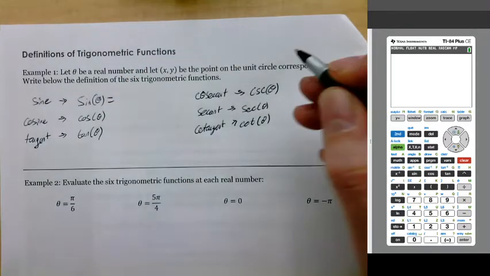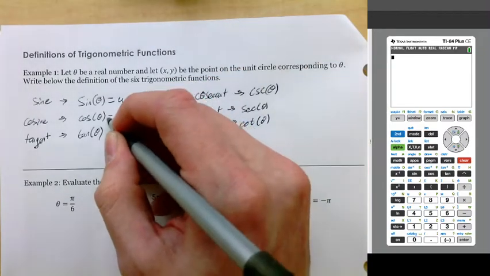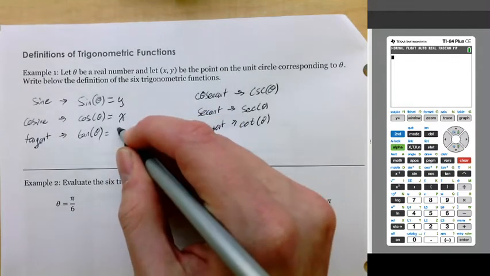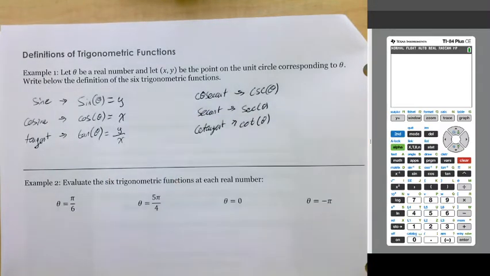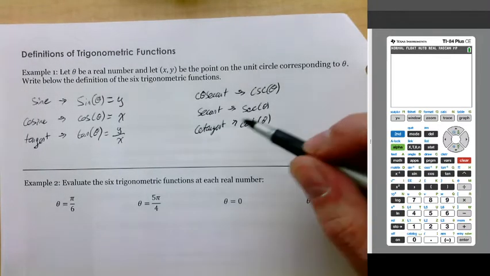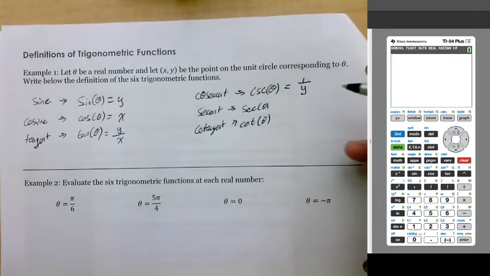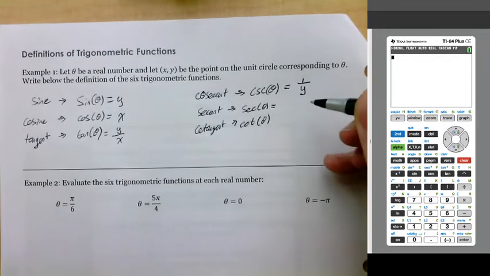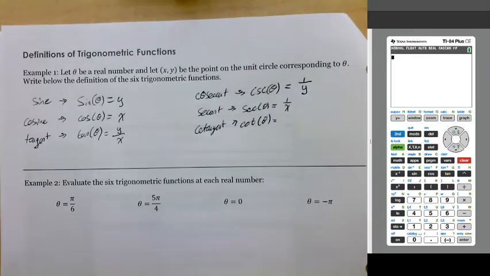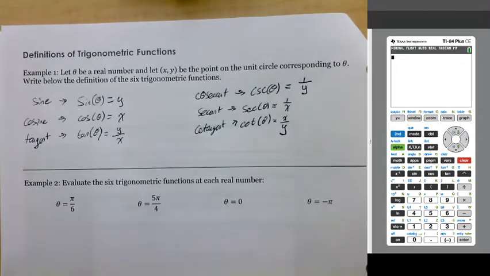Okay? Now, these functions are defined on the unit circle in this way. Sine of theta is defined to be the y-coordinate of a point on the unit circle. Cosine of theta is defined to be the x-coordinate on the unit circle. And tangent of theta is defined to be the y-coordinate divided by the x-coordinate on the unit circle. These three are just the reciprocals of sine, cosine, and tangent. So cosecant is going to be the reciprocal of y, which is 1 over y. Secant is the reciprocal of x, so 1 over x. And cotangent is the reciprocal of y over x, or x over y.